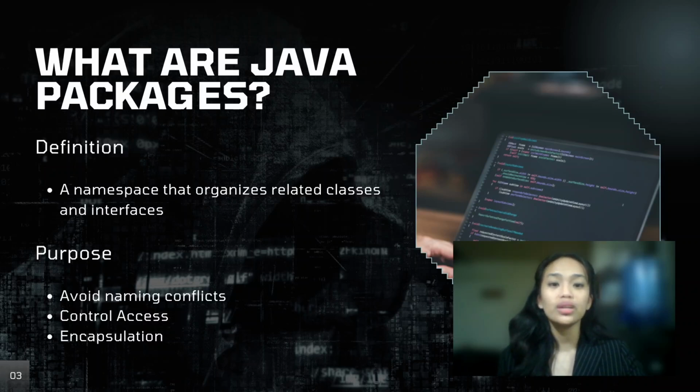Second, controlling access. Packages control access to your code, just like librarian control access to the library catalog. Java's access modifiers public, private, protected work with packages to determine which part of your code are visible to other parts of your code and even to external programs. This ensures that sensitive code remains protected.